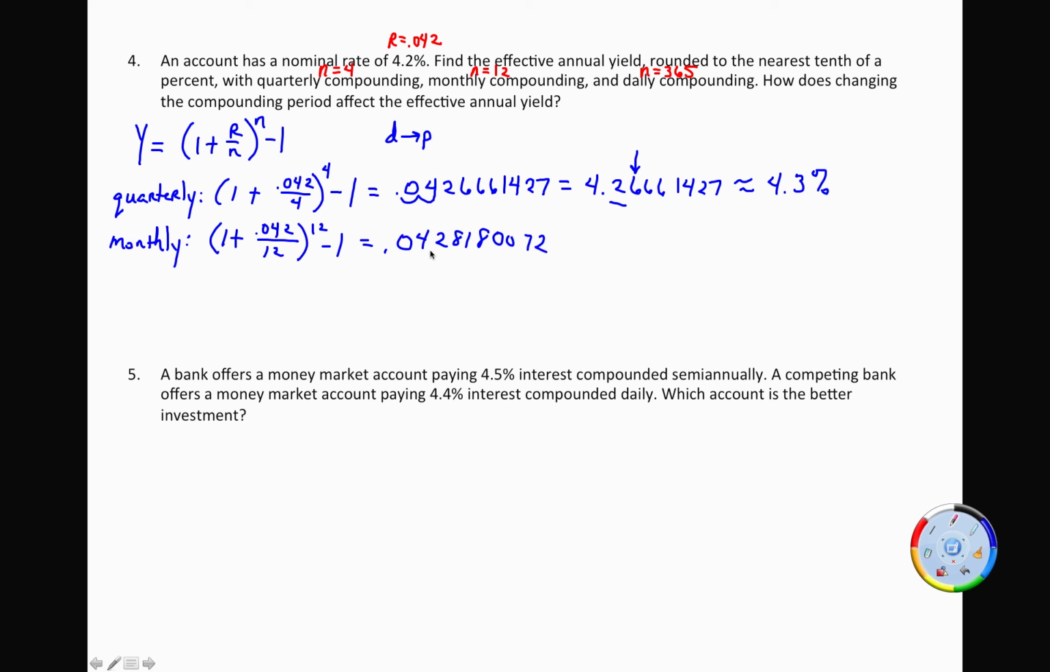0.0428180072. And no, I don't have to keep all these digits, but I have to keep enough so that I can round to the 1/10 of a percent. Changing this to a percent gives me 4.2818. Okay, and if I'm going to change that to a 1/10 of a percent, they really should have asked us to change this to 100th of a percent. So we're going to go back and look at 100th of a percent also, so that we can come up with an answer to the last question.